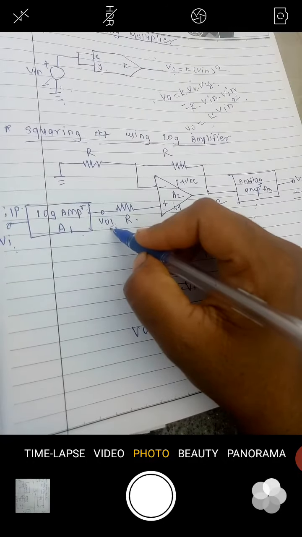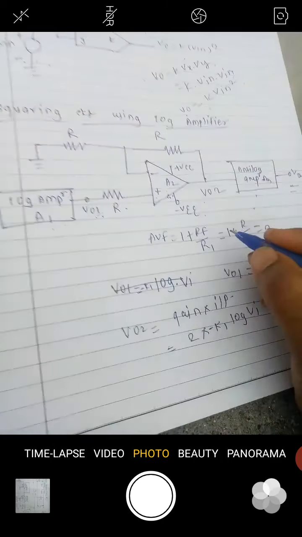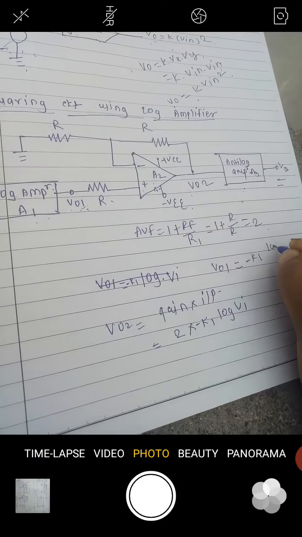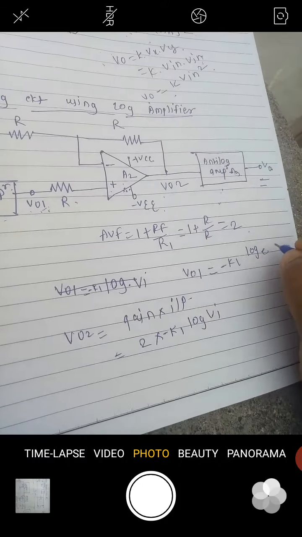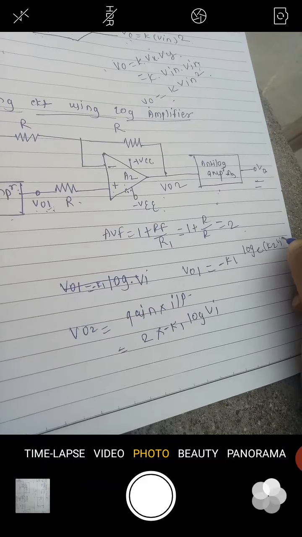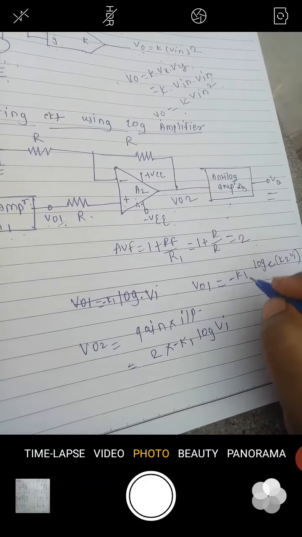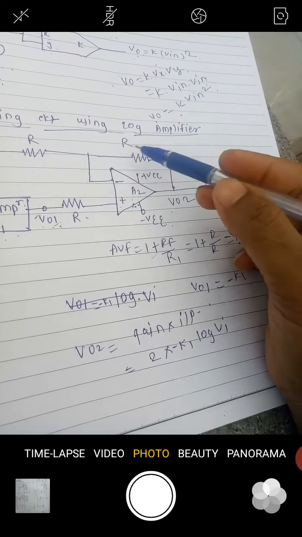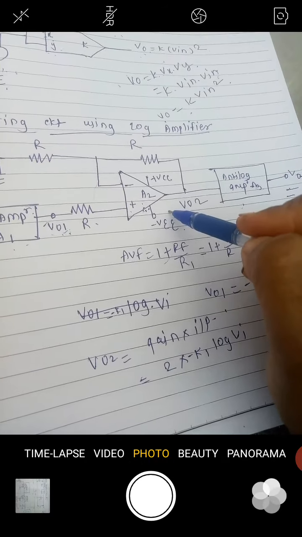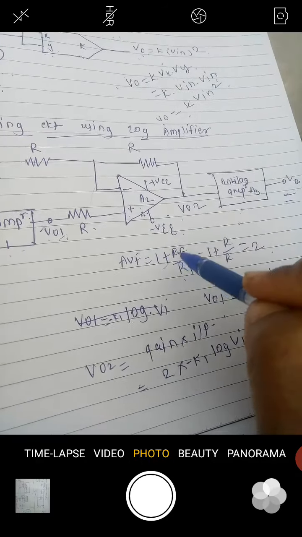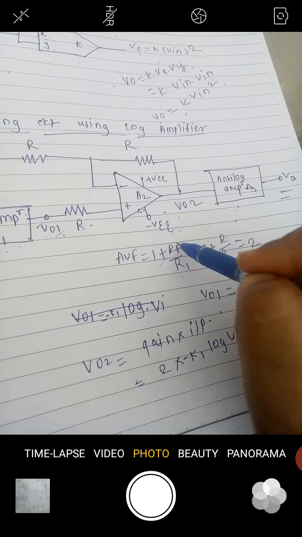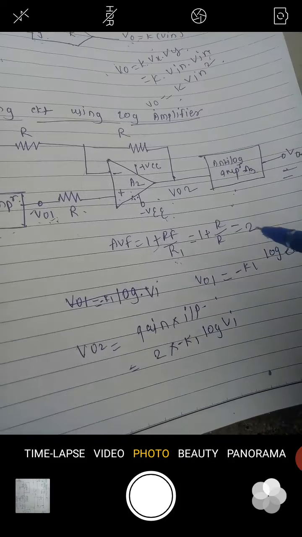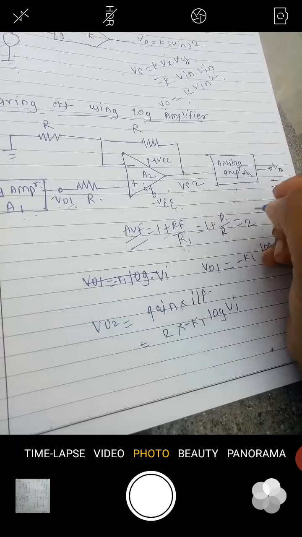Now first, the output of log amplifier circuitry is nothing but V01 is equal to minus K1 log E K2 into Vi. So this is nothing but the output of this log amplifier circuitry. Here this op-amp is connected in non-inverting mode, so the gain of this non-inverting amplifier is 1 plus Rf upon R1. Here Rf and R1 have equal value, both resistors are the same, so 1 plus R upon R. R upon R is nothing but 1. 1 plus 1 is nothing but 2. So the gain of this amplifier circuitry is 2.